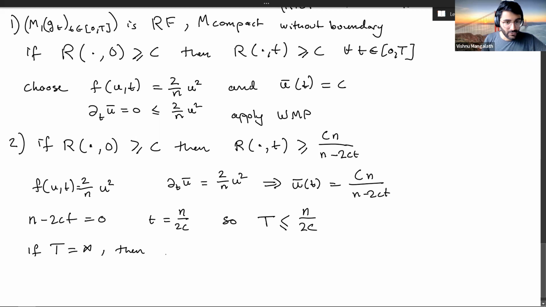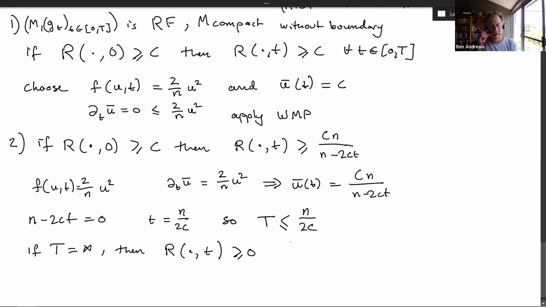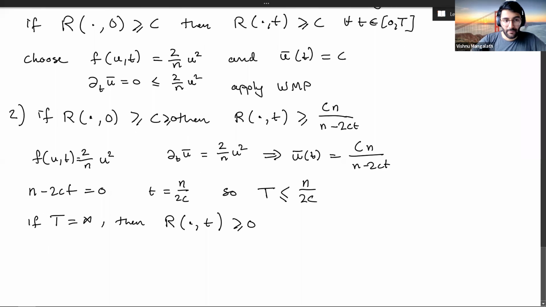Then you need r, t greater than or equal to 0. So c can be negative here, right? That would also allow infinite time. Yeah, that's true, correct. So if c is positive, I guess I should put c greater than 0.